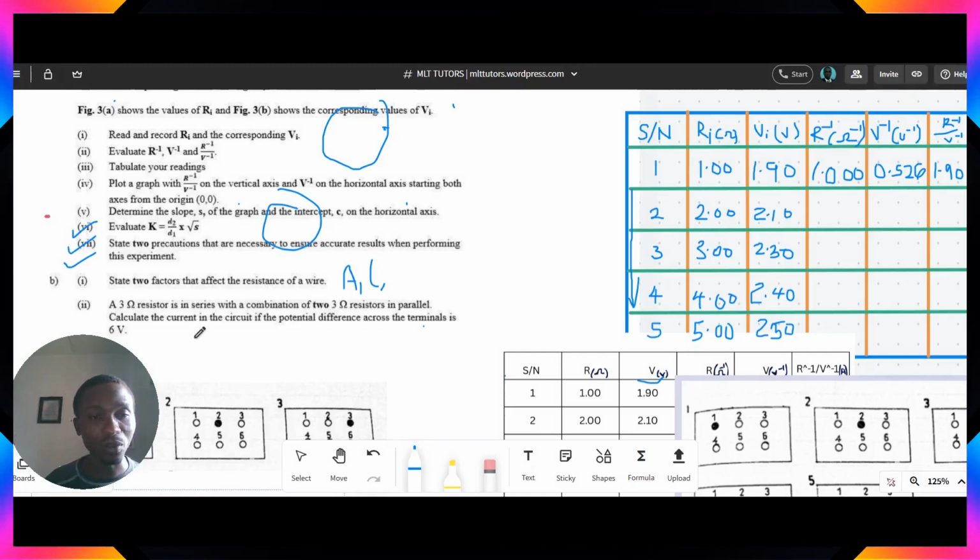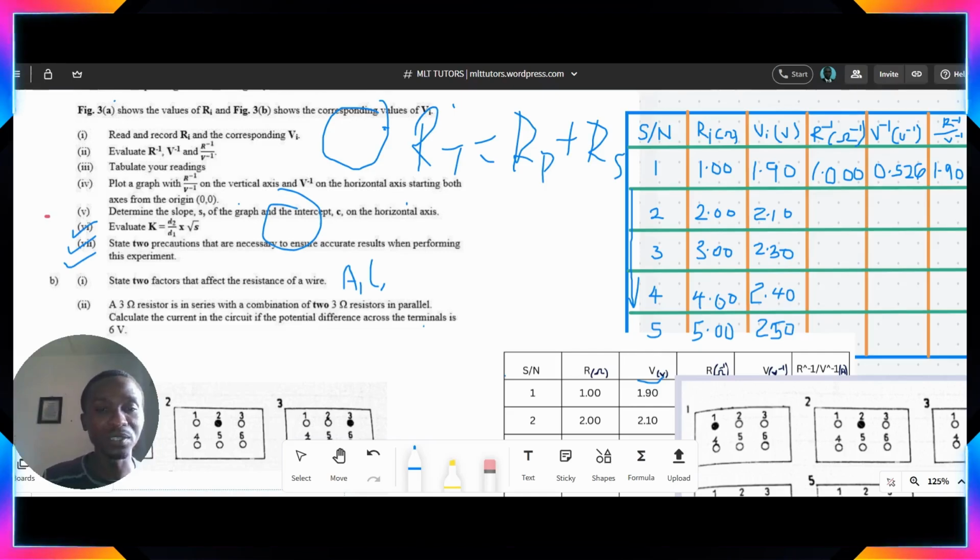A 3 ohm resistor in series with a combination of 3 ohm resistors in parallel. Calculate the current in the circuit if the PD is 6 volts. That's a very simple one. You have 3 resistors, but that means your R total will be R parallel plus R series. Out of these 3 resistors, one of them is in series, 2 in parallel.